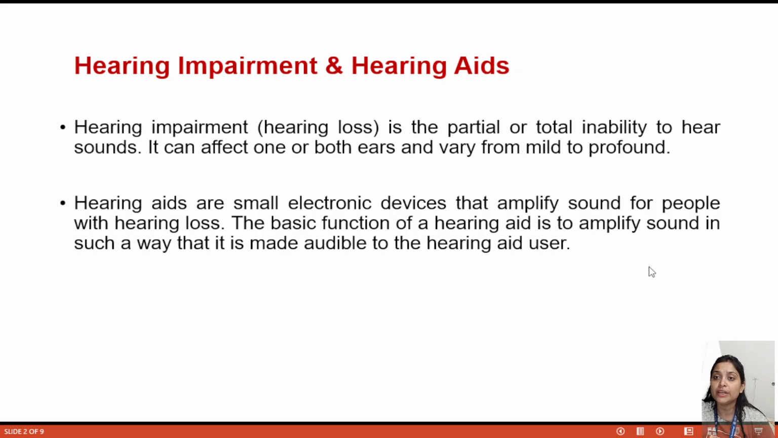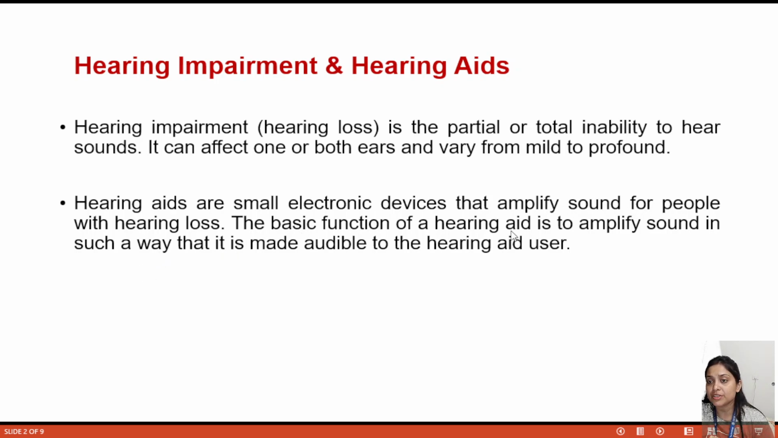So now hearing aid is actually an electrical device that increases the sound level. That means definitely there will be some amplifier which actually amplifies the signal. Okay. So what is this? Hearing aids are small electronic devices that amplify sound for people with hearing loss.